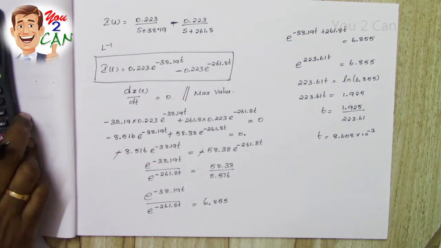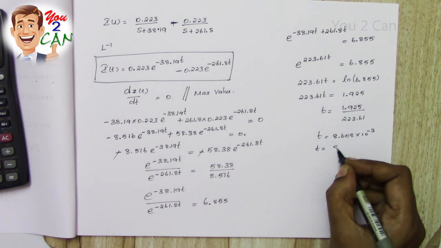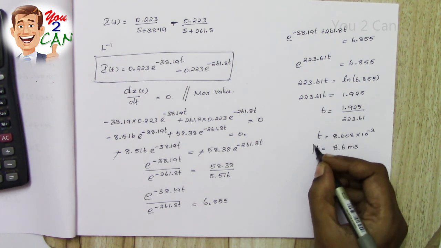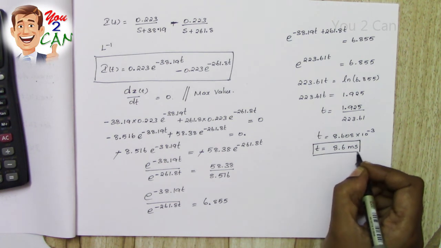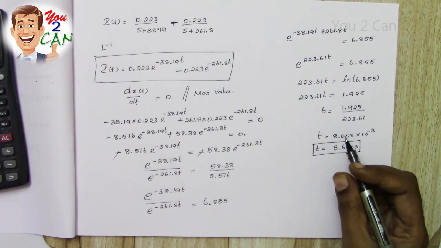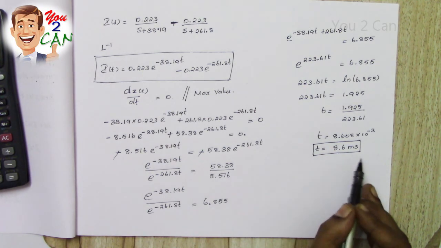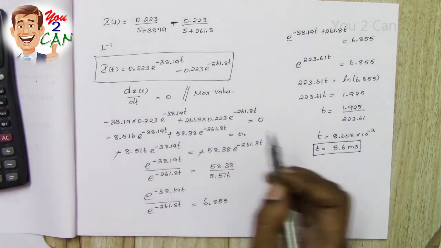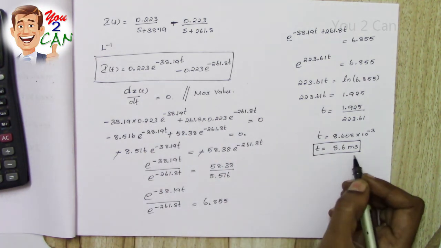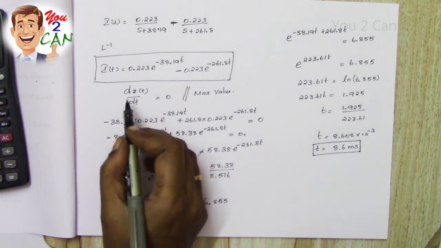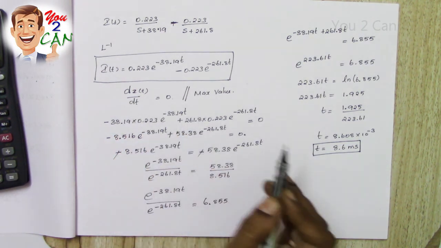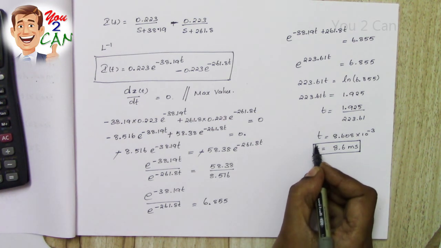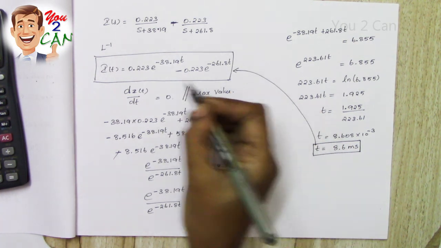Okay, so the time is equal to 8.6 milliseconds. This is the time, and you have to find the maximum current. So this is the time at which maximum current occurs. Okay, to find the condition at which maximum current occurs, we make di of t by dt equal to 0. Okay, now you have to put this value of t here to find the maximum value of current.